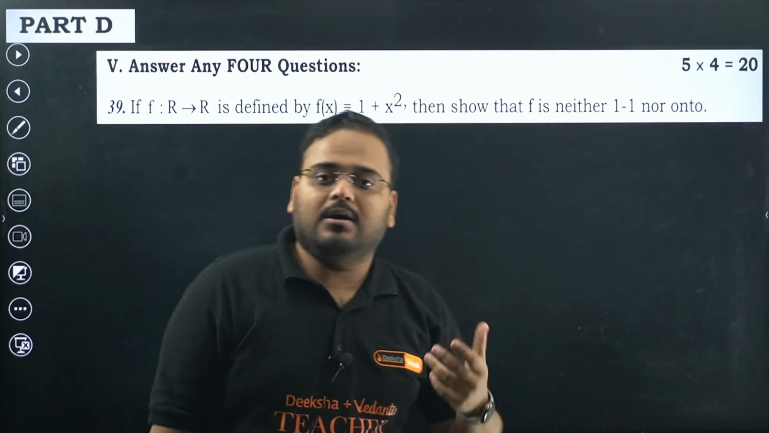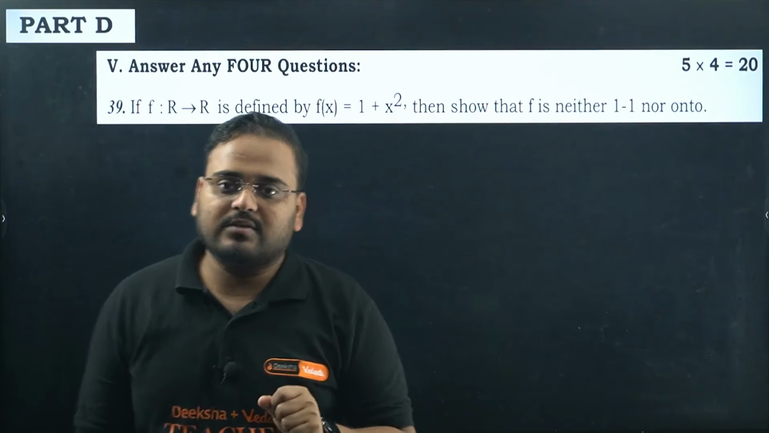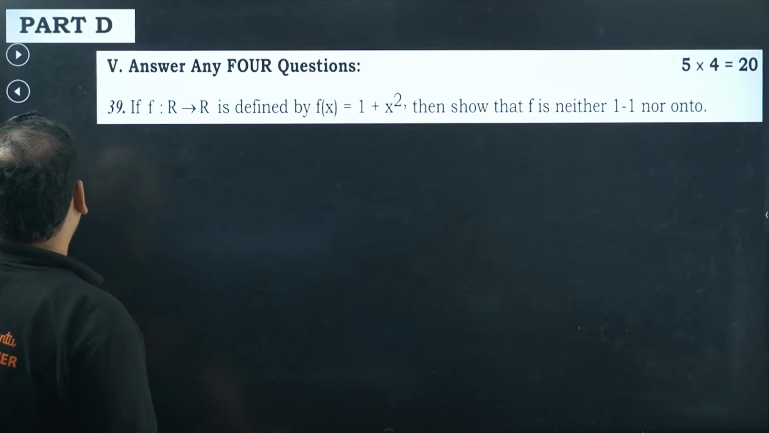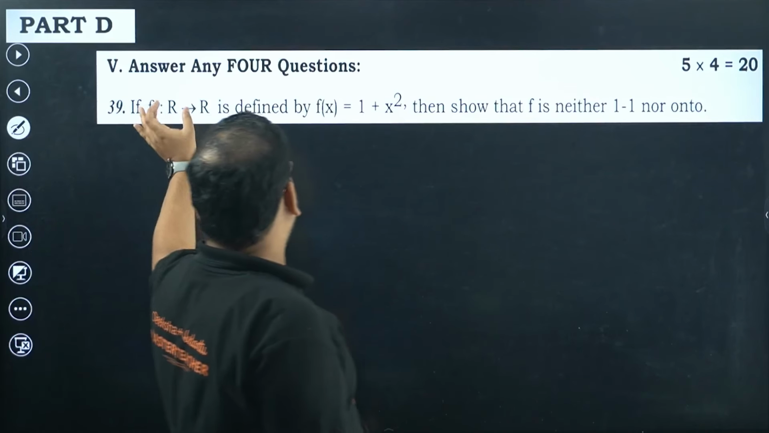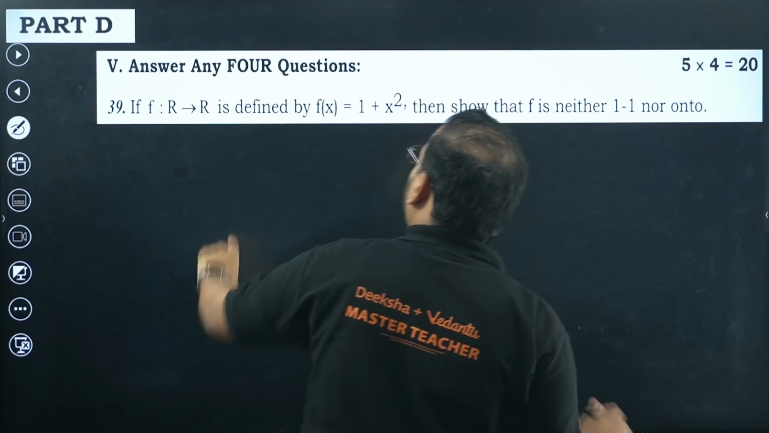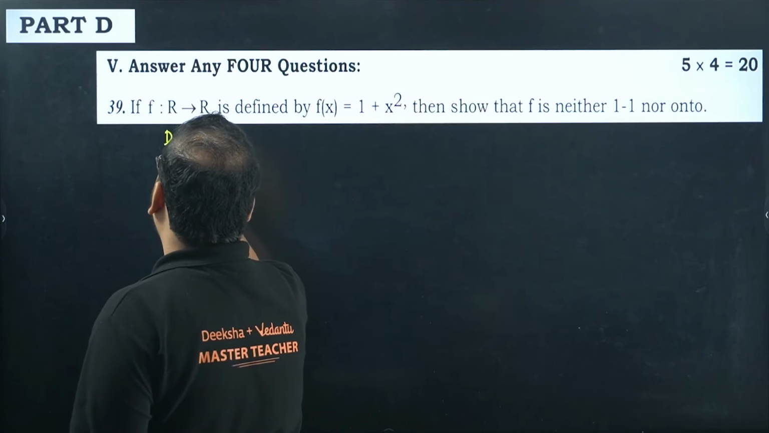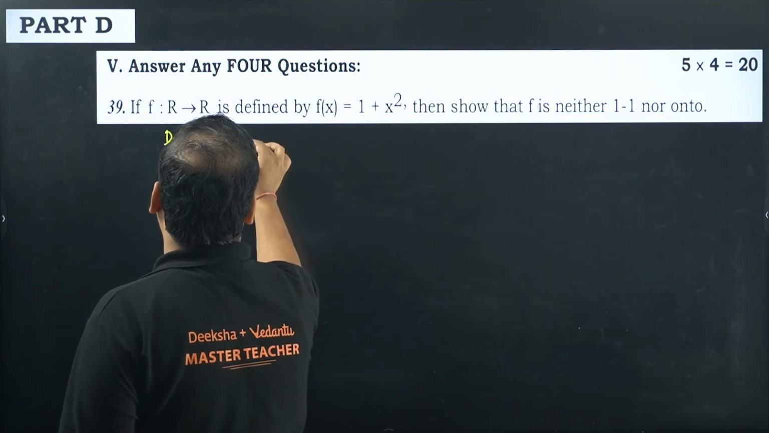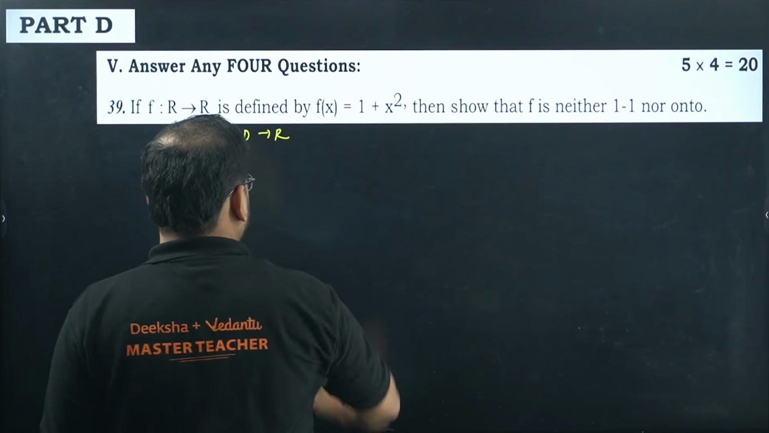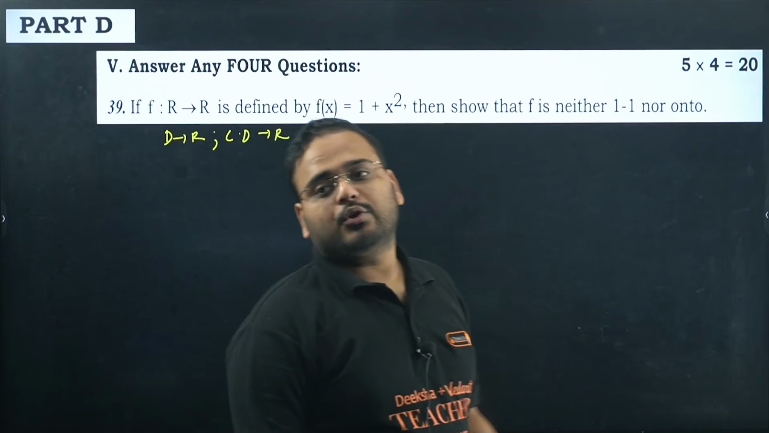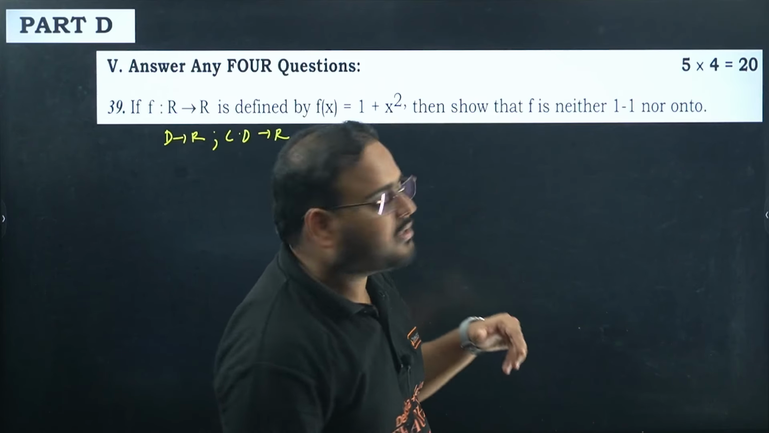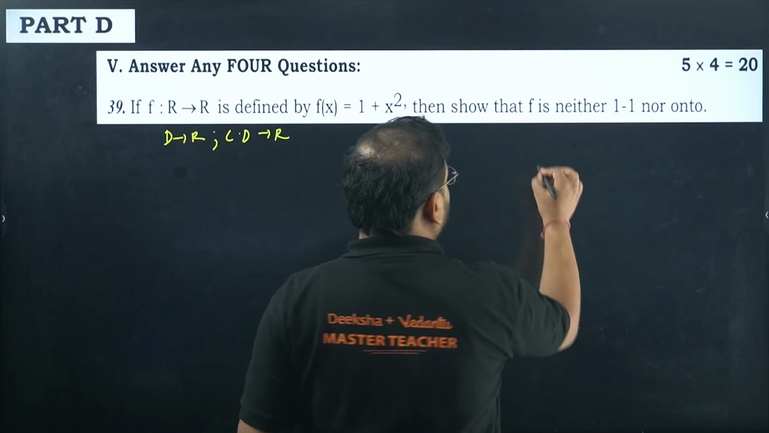Now question number 39, which is a 5 marker. Let's solve this one. It's a very simple problem from the first chapter, relations and functions. Defined from all real to all real means your domain is all real and your codomain is also all real. That's what they have given us. I'm looking to prove whether it is one-one or onto. Okay, so let's start from here.